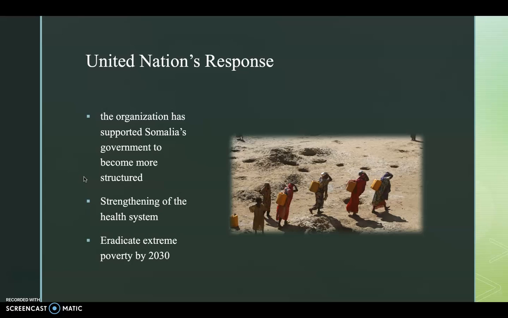The United Nations has been trying to help Somalia since the 60s. Since then, the organization has supported Somalia's government to become more structured. It has also led the development of a recovery and resilience framework, which basically means that the resources being spent on humanitarian needs will deliver long-term solutions. The UN has also supported the strengthening of the health system, better responses to epidemics, child health, and new hospitals. The UN has also provided safe drinking water to most parts of Somalia. The main goal of the United Nations in Somalia is to eradicate extreme poverty by 2030.